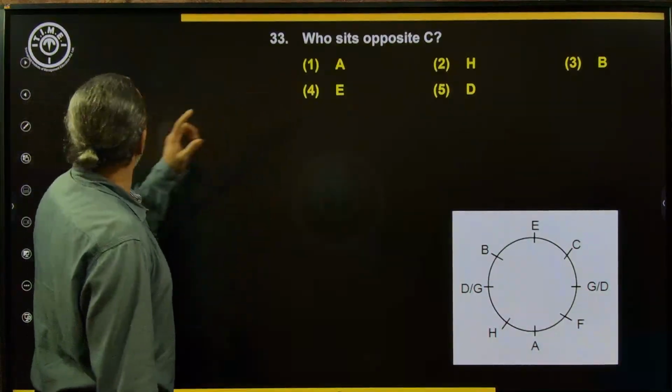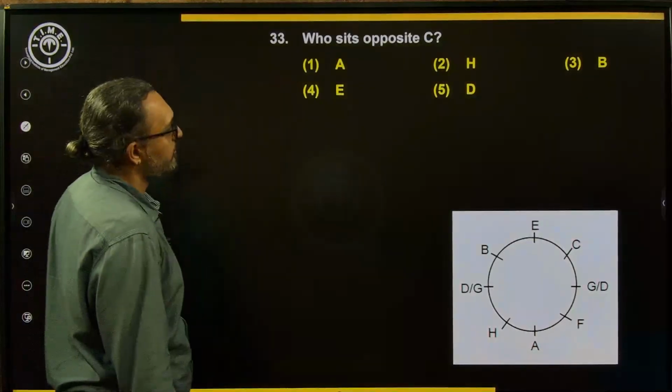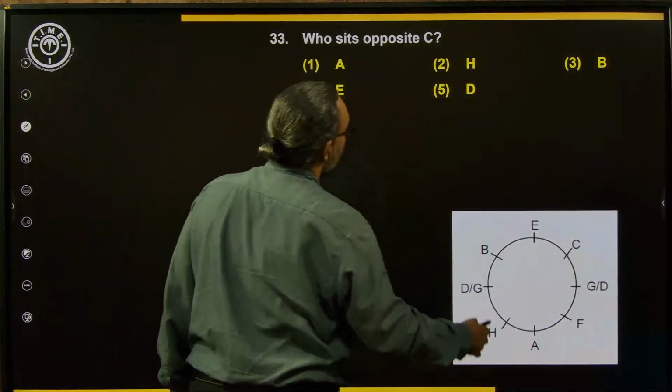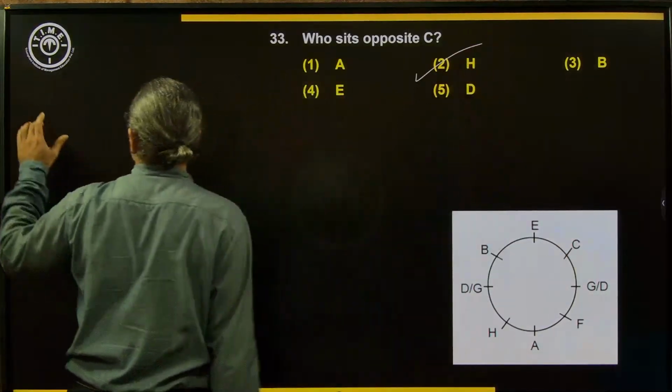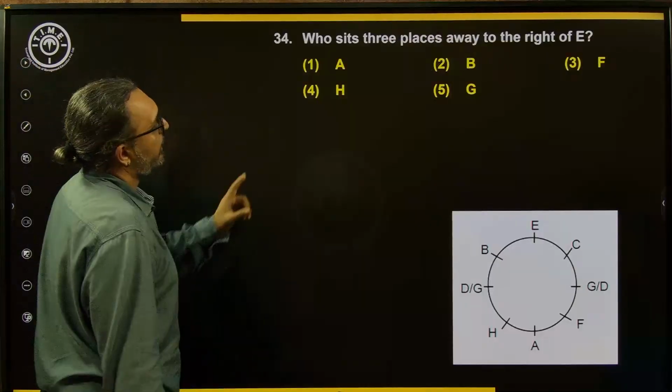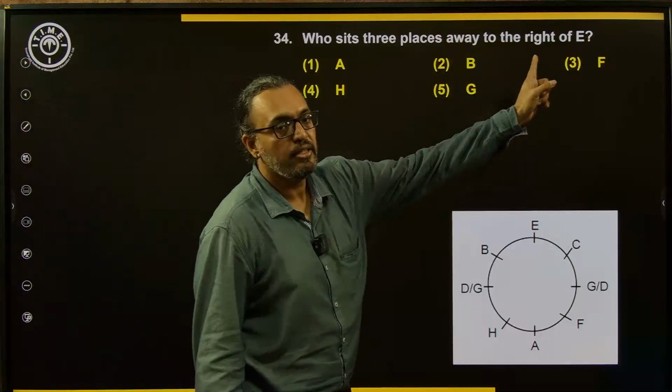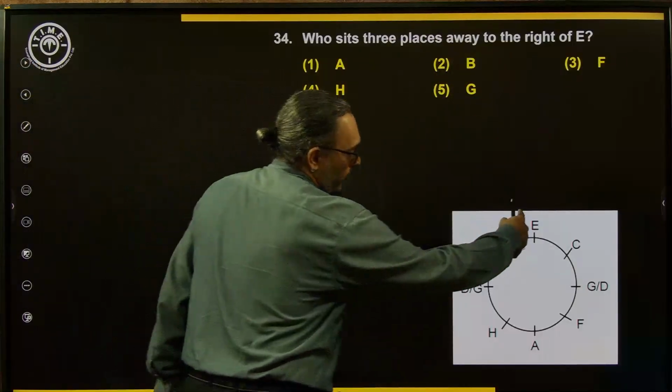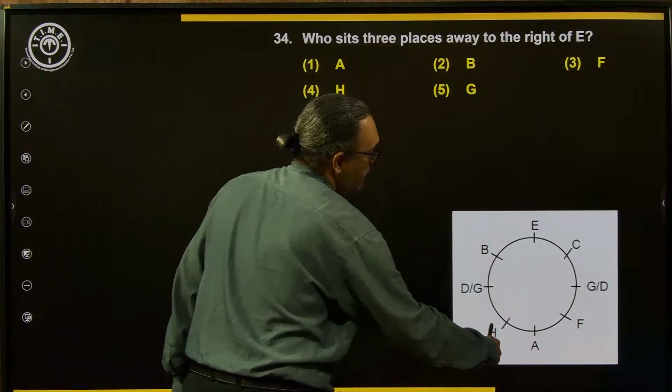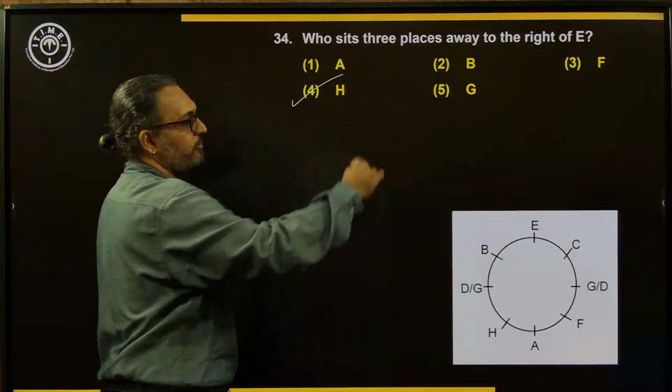So now questions: who sits opposite to C? So opposite to C, you have H, choice 2. Then who sits 3 places away to the right of E? So right is anti-clockwise, first, second, third. It is H, choice 4.